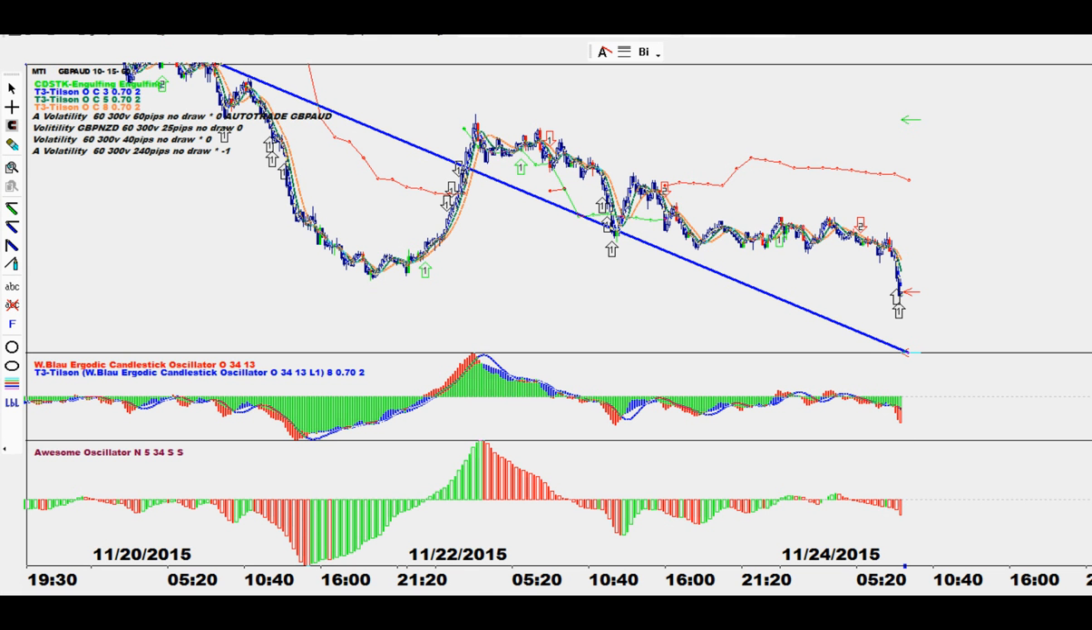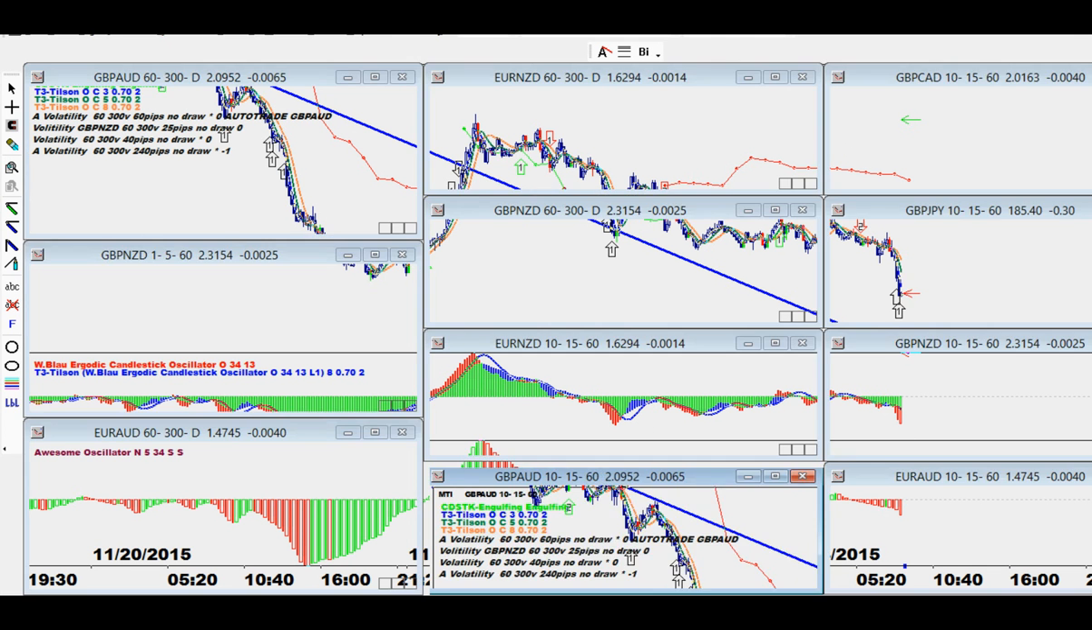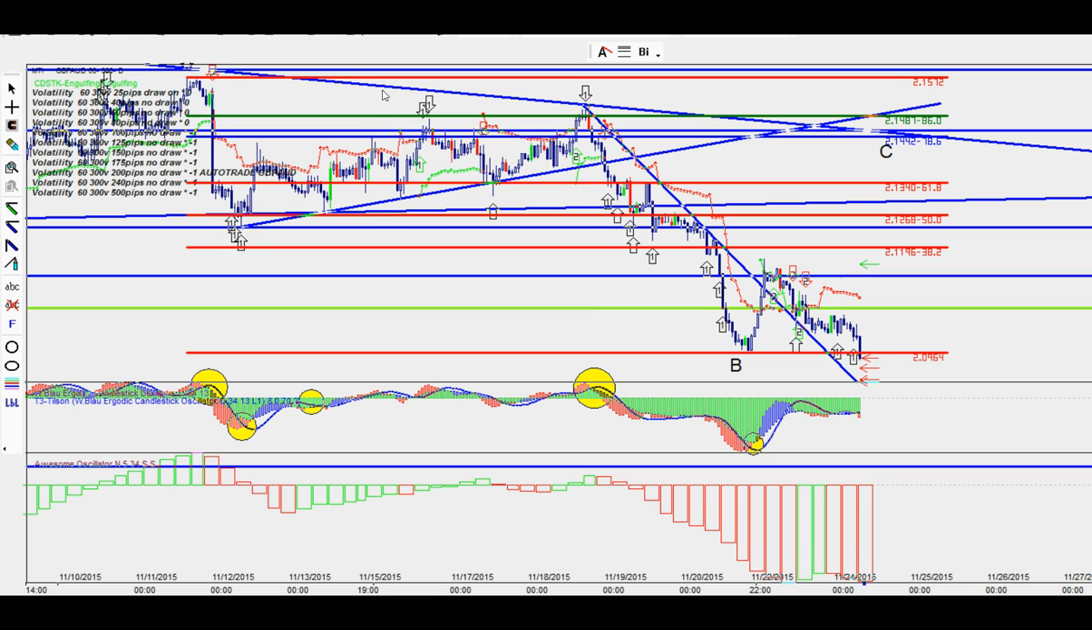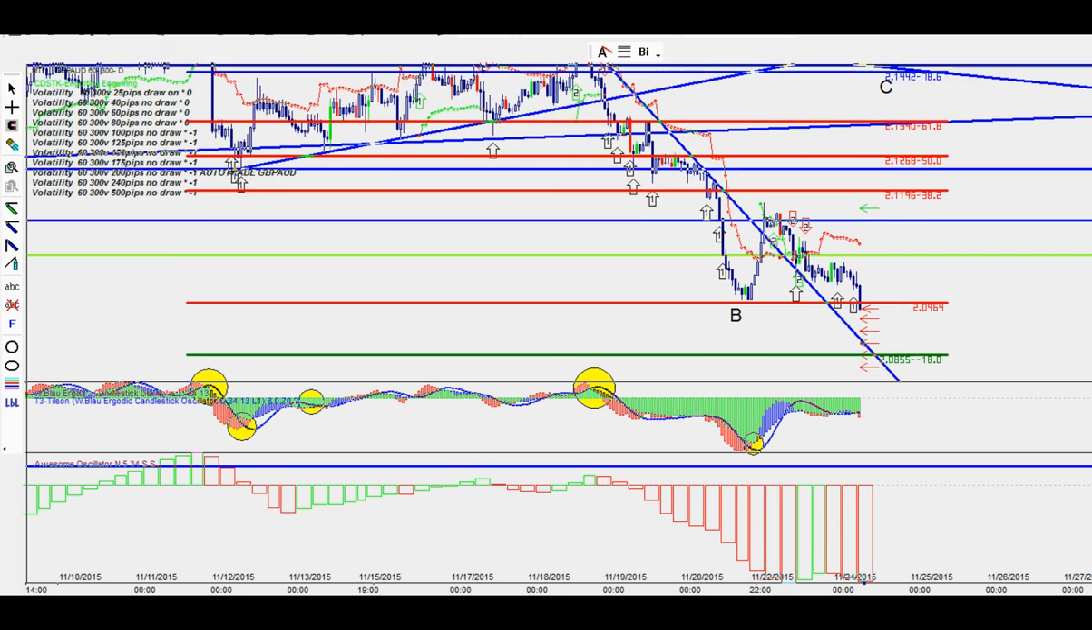Let's see what the MPI looks like. Let's see, it took out the below. Let's see, the trend line is trailing. Same trend line.